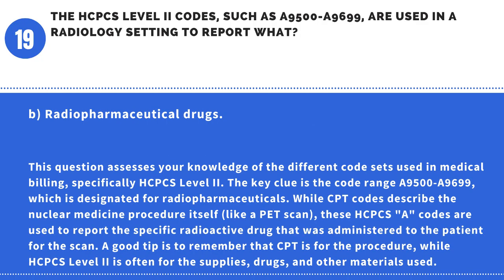Answer: B. Radiopharmaceutical drugs. This question assesses your knowledge of the different code sets used in medical billing, specifically HCPCS Level 2. The key clue is the code range A9500 and A9699, which is designated for radiopharmaceuticals. While CPT codes describe the nuclear medicine procedure itself, like a PET scan, these HCPCS A codes are used to report the specific radioactive drug that was administered to the patient for the scan. A good tip is to remember that CPT is for the procedure, while HCPCS Level 2 is often for the supplies, drugs, and other materials used.